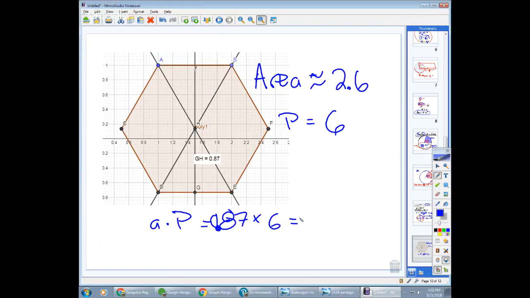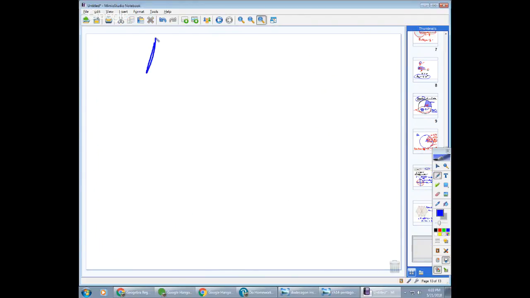Yeah. 5.22, twice the area, roughly. So yeah, the area, 2.6. If we take the 5.22, cut it in half, we get about 2.6. So 1/2 the apothem times the perimeter. All right, so the area equals 1/2 the apothem times the perimeter.